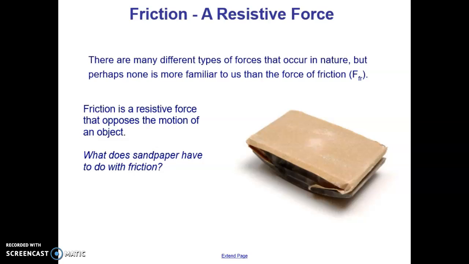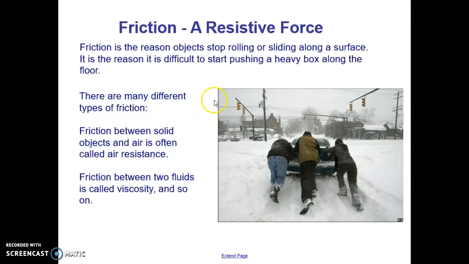Now we're going to introduce the concept of friction as a resistive force that opposes motion of an object. Okay, and for instance, when this sandpaper moves across the table, it will produce a force that goes against the motion. Another type of friction that we could talk about is going to be in liquids, which is called viscosity. That has to do a lot with motor oils and stuff like that.